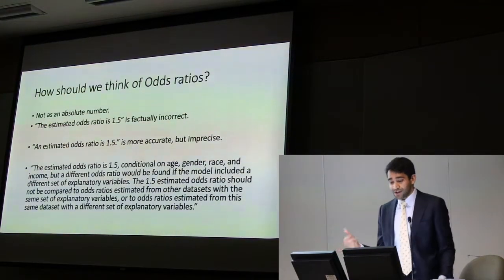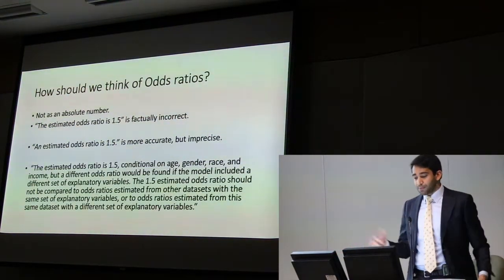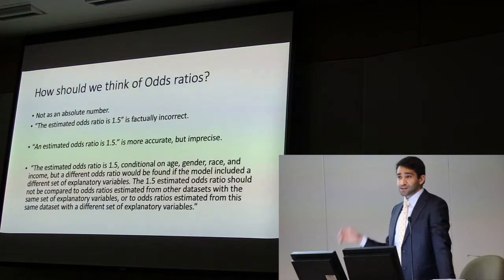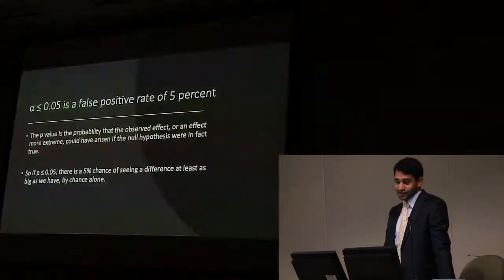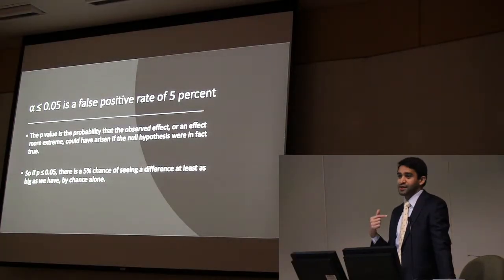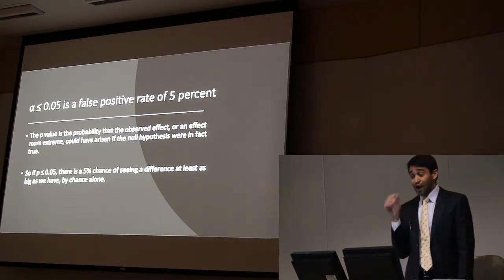The 1.5 estimated odds ratio cannot be compared to odds ratios estimated from other data sets, and they can't be compared to odds ratios from the same data set with different explanatory variables. Again, nobody's going to write that out, but you have to be thinking about that when you read an odds ratio. The next thing is the alpha of 0.05.